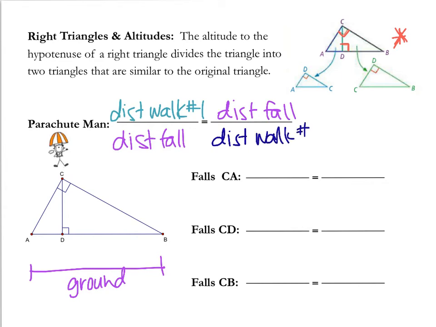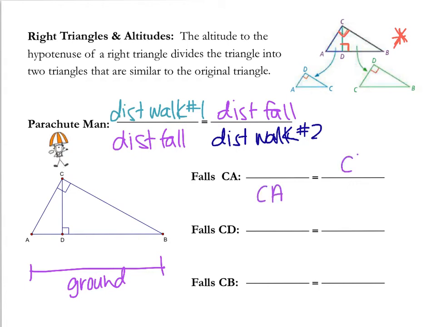So let me demo here what's going to happen. He's jumping out of an airplane, and for the first one, we're going to say he's going to fall down CA, which is this first side. He's always going to fall down one of these sides coming down from the top. You'll know which side in a problem because it will be labeled, and it'll be the side you're probably trying to find.